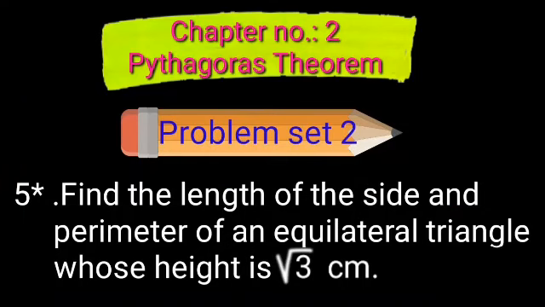Chapter number 2, Pythagoras Theorem. Problem set 2, example number 5 star. Find the length of the side and the perimeter of an equilateral triangle whose height is under root 3 centimeter.